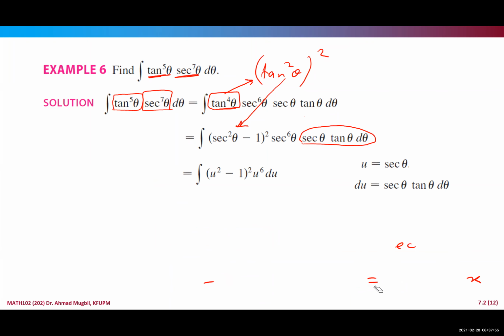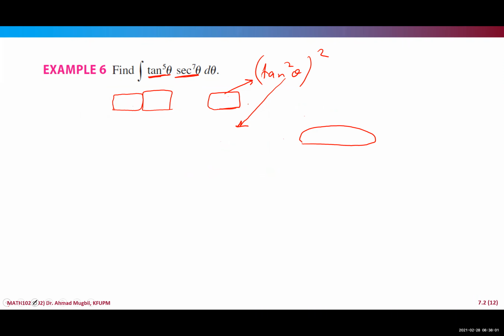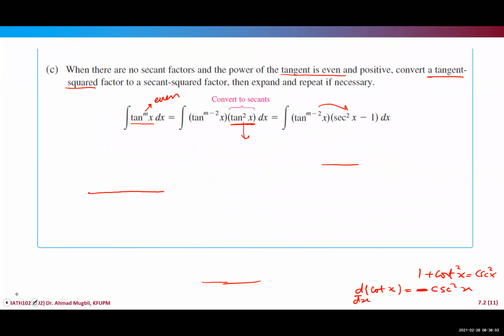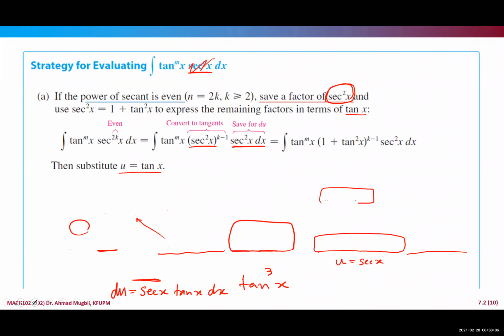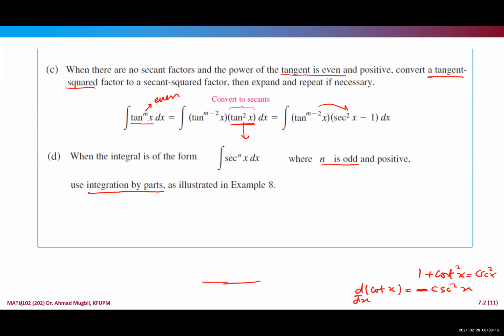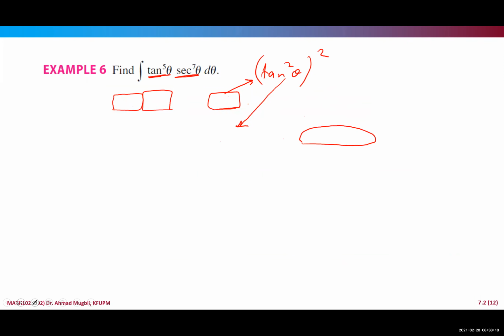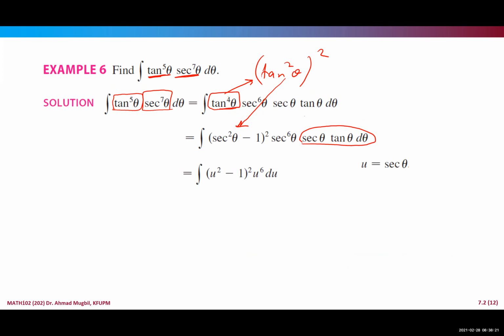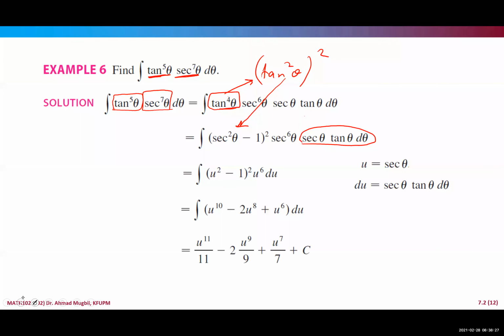Done. You integrate now. You can go back and see which case I would use here. If the power of secant is even, it is not this case. If the power of tan is odd, it is this case. So it was when the tangent is odd. But notice that we were able to integrate without going back to the strategy. This is why I call them just guidelines. They could help you, but they are not the only way. You can, of course, use your experience in integration, differentiation, and the identities between tan and secant.